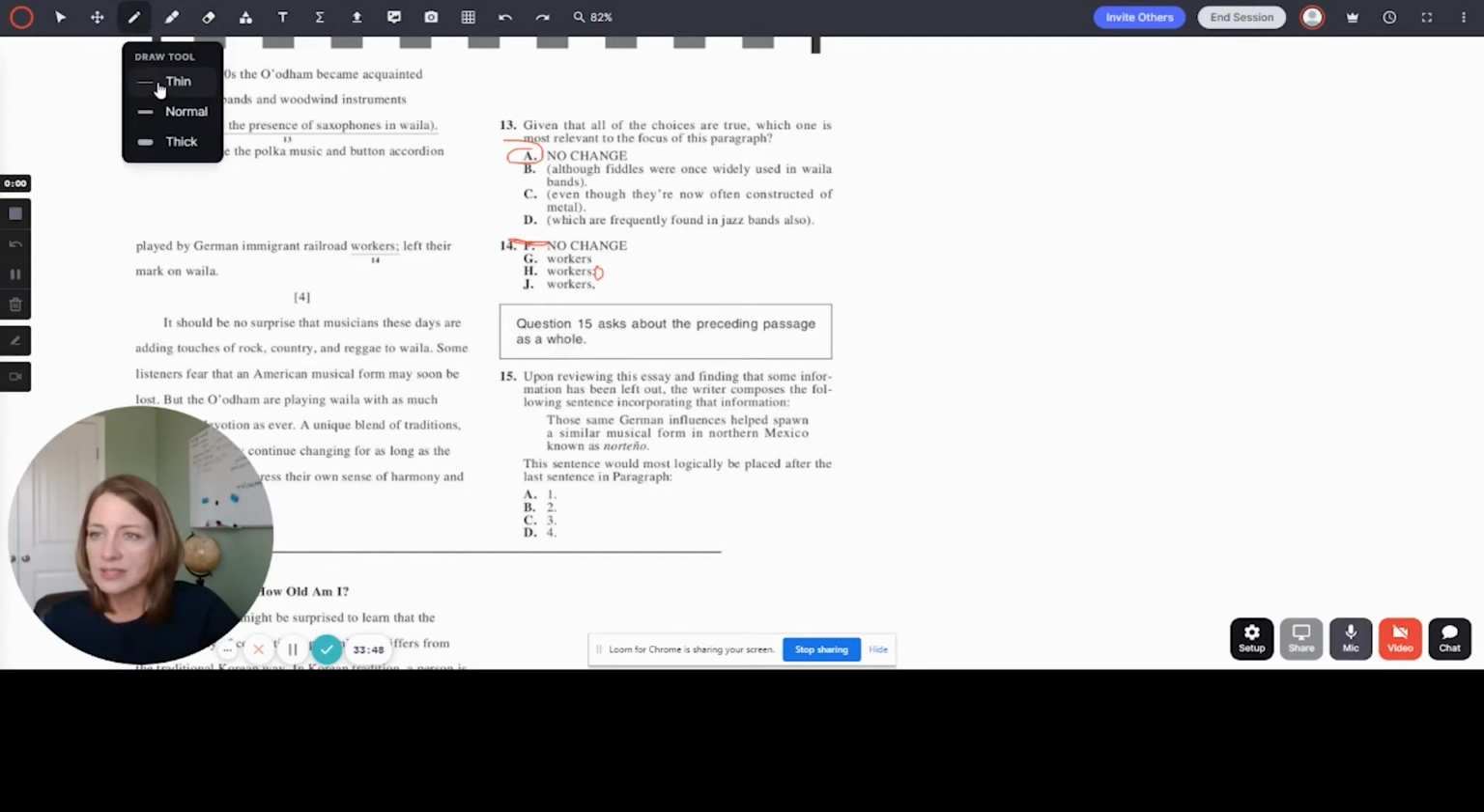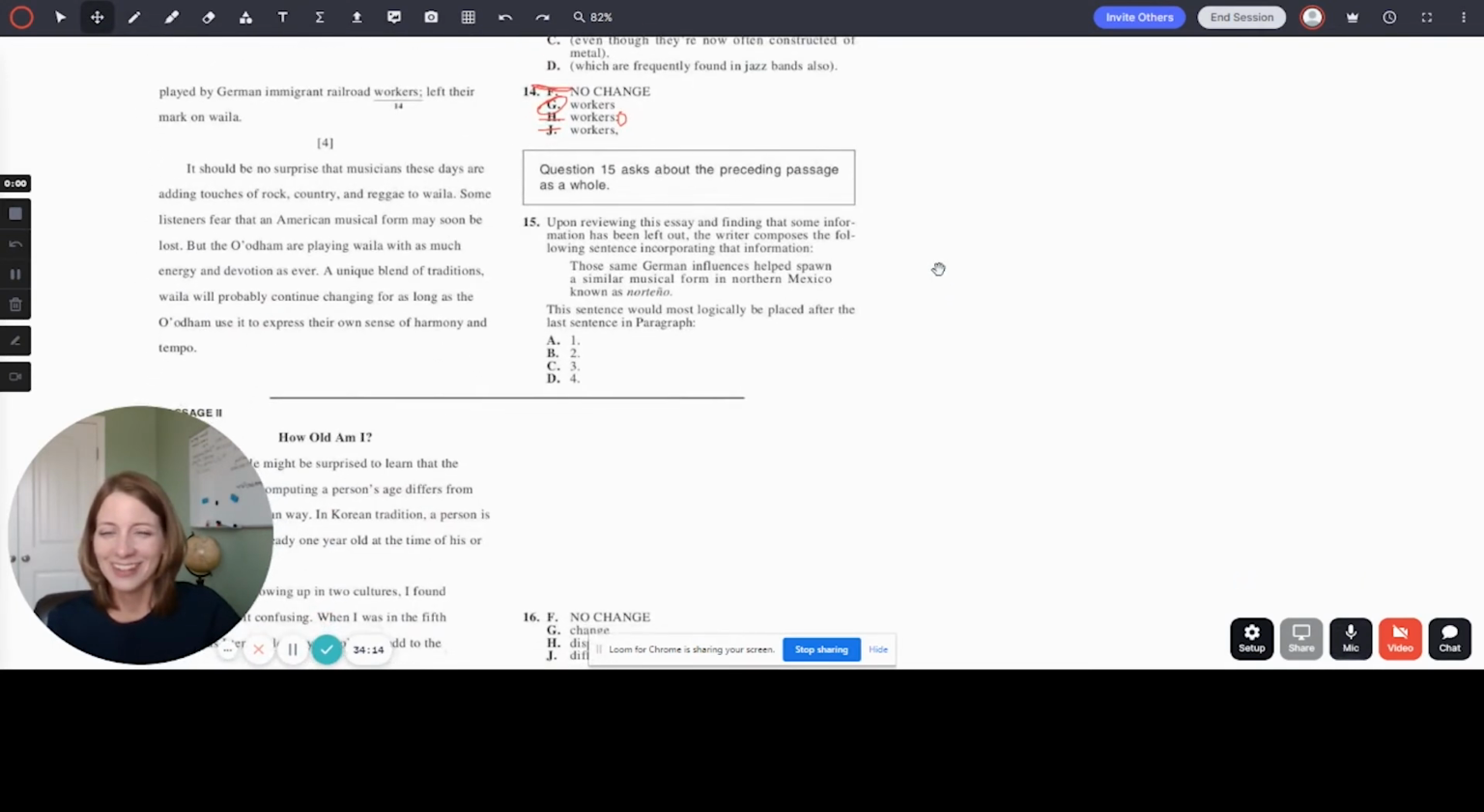So let's look at J. You can't put a comma in between workers left their. If you say railroad workers left their mark on Wally, that feels like a nice little sentence. You can't have some kind of punctuation in between that. So that's no good. So really the simplest answer is G.